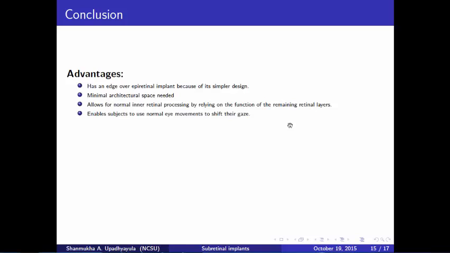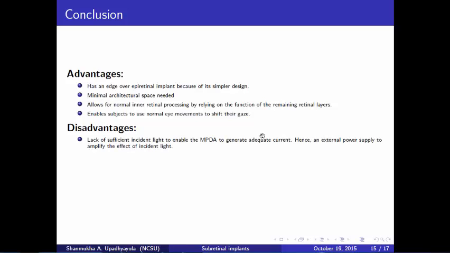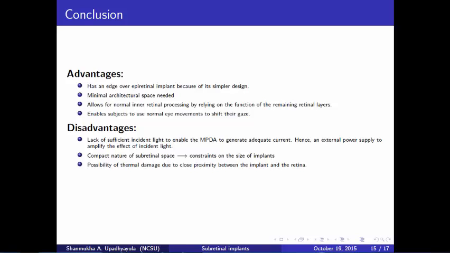Also, because of the subretinal implant, subjects can use normal eye movements to shift their gaze. The disadvantages of using subretinal implants are that the MPDA needs an adequate amount of light incident on it to generate current. Hence, this might not be the case all the time, and we need an external power supply to amplify the effect of incident light. Also, the compact nature of the subretinal space constrains the size of the implants. And because of the chip embedded onto the retina, the possibility of thermal damage is an issue because of the close proximity between the implant and the retina.